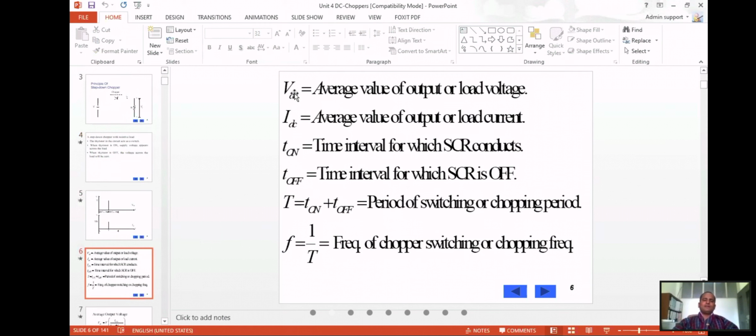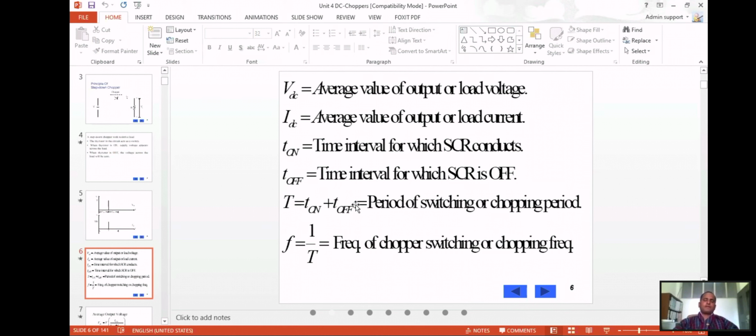So VDC is the average value of the output voltage. IDC is the load current. T on is the time interval for which the SCR conducts. When the SCR is conducting, we call it on time. The time interval when the SCR is off, we call T off. So the total time period will be T on plus T off.